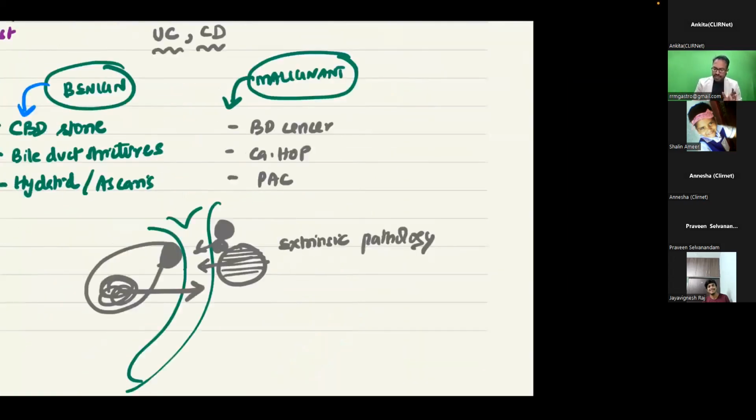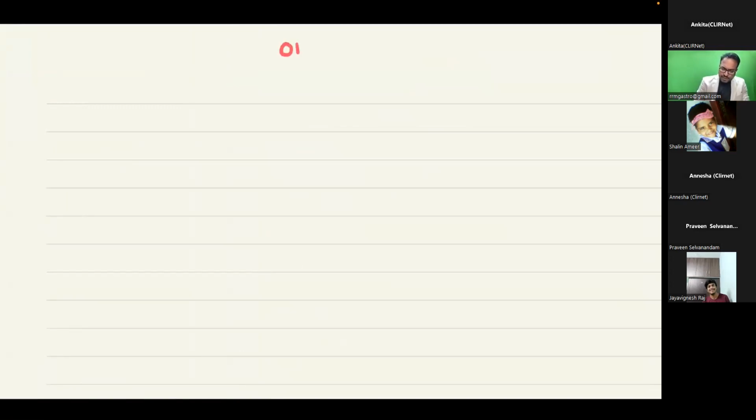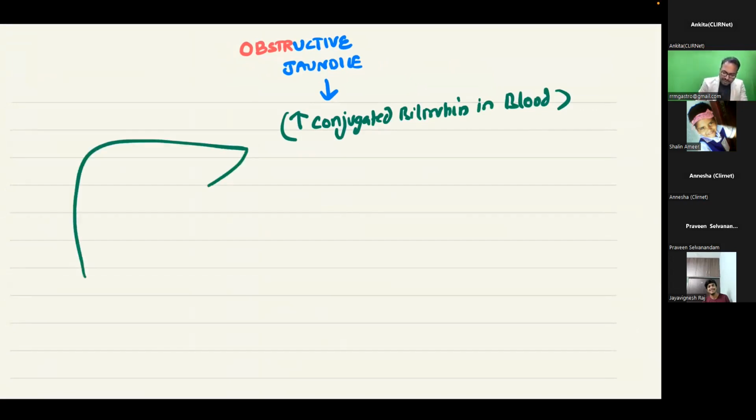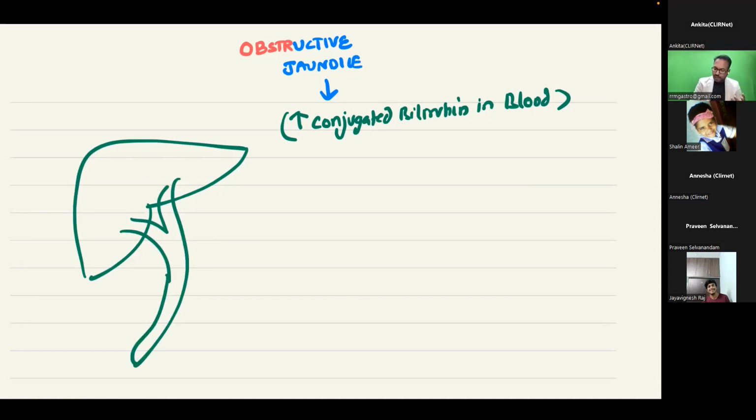Whatever the cause, when a patient gets obstructive jaundice, what are the clinical features the patient will come to you with? Please don't forget that obstructive jaundice is going to cause many important clinical features. These patients will have increased conjugated bilirubin in the blood. The bile which should be coming into the duodenum is now entering the blood because of the obstruction. See, this is the liver. Please understand the basic pathophysiology. Without understanding the basic pathophysiology, you cannot understand management.